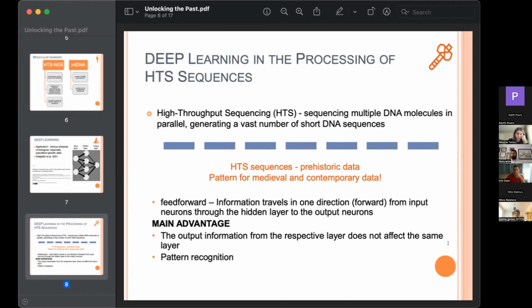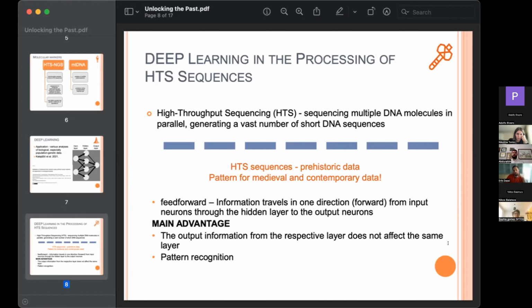As you all know, probably, artificial neural networks have different methods of applying to different data. One of them is feed forward, which we'll be using in our study, where information travels in only one direction, from input neurons through the hidden layer to the output neurons. There are multiple advantages of using this type of artificial neural network, but in our case, the main advantage is that the output information from the respective layer does not affect the same layer, and that's very important to us.